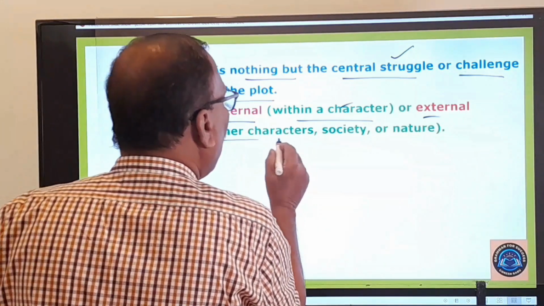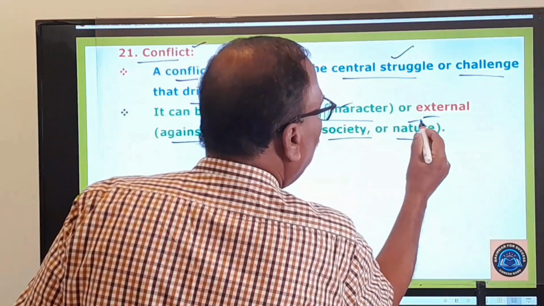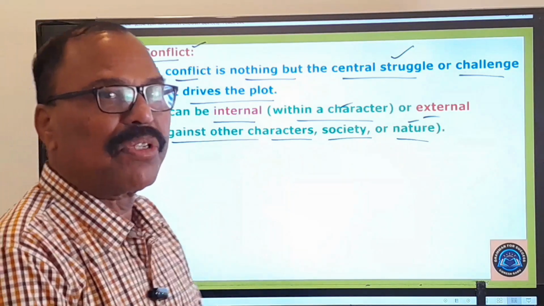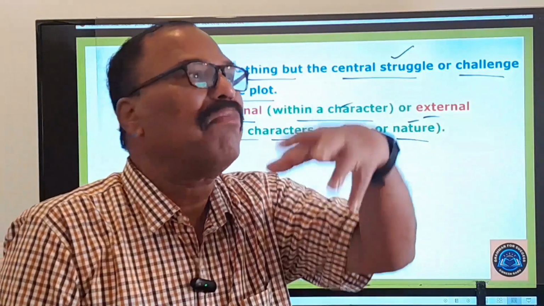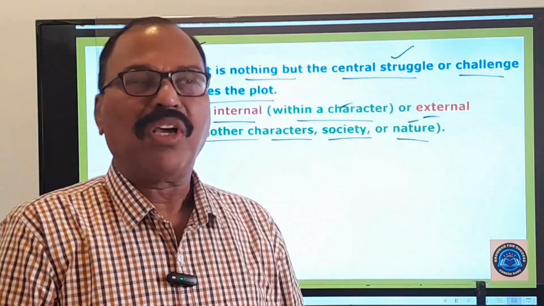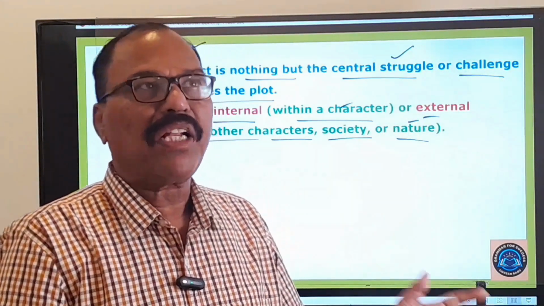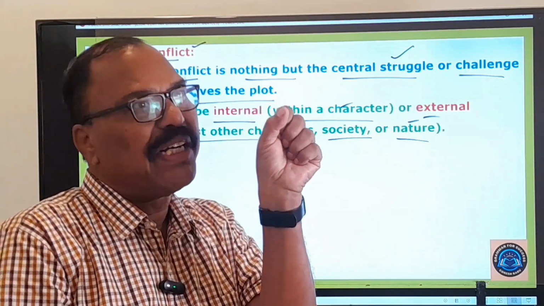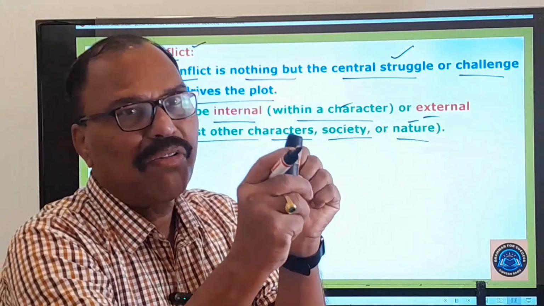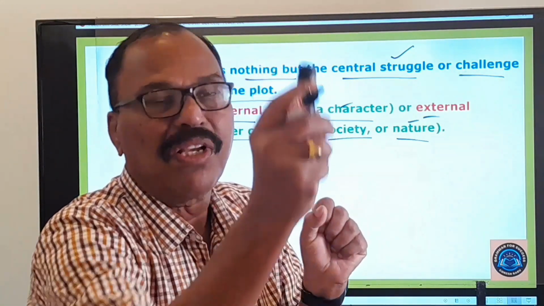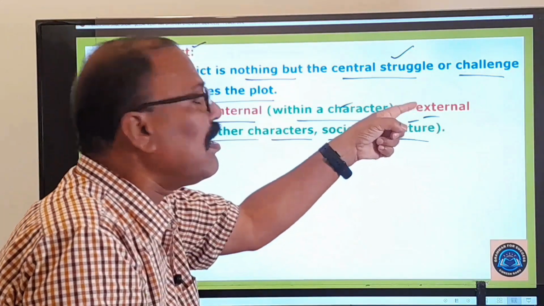External means against other characters or society or nature. One example for nature I'll give you. Suppose some character is trapped in a violent storm. What does that man do? He will fight with nature to save himself. So the man is fighting with nature. Where is the fight now? Between this man and that nature. In that way, that fight is called external.